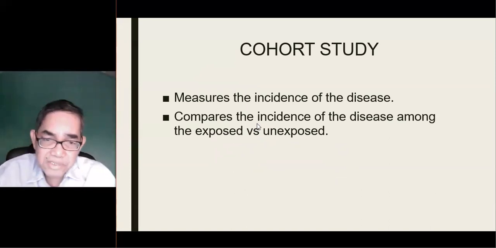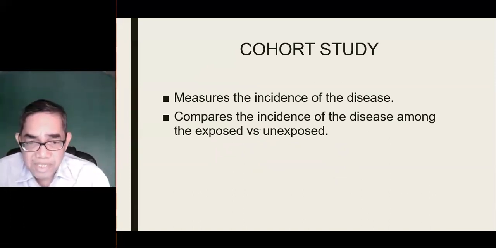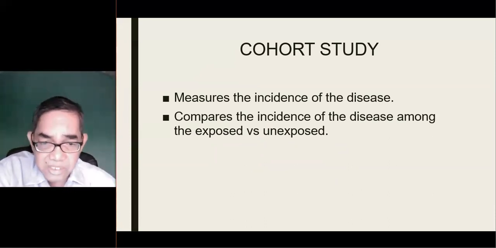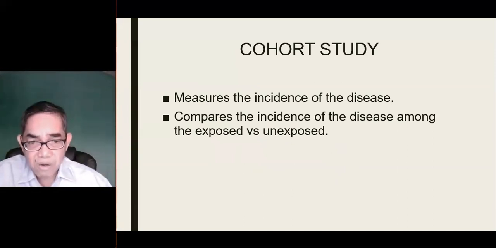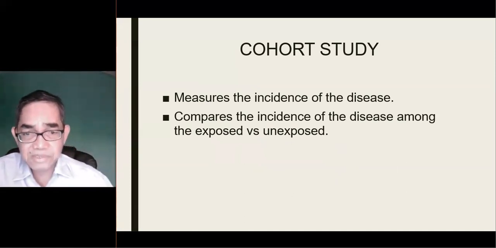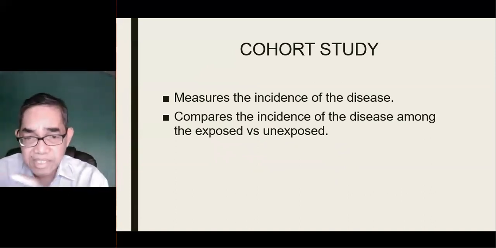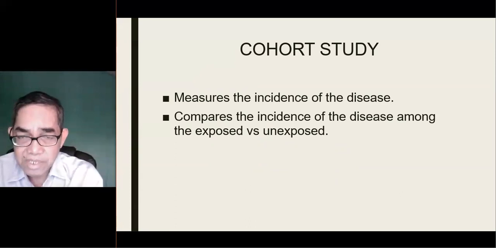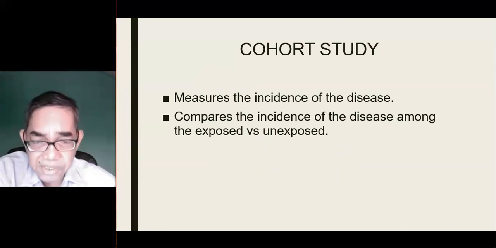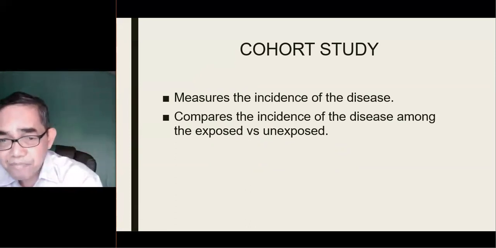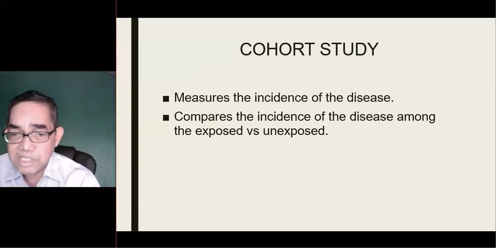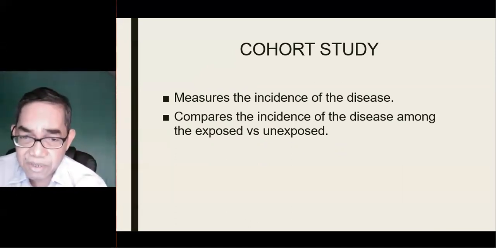And the measure of the disease in a cohort study is what we call the incidence of the disease, to distinguish it from a cross-sectional study where we talk of the prevalence of the disease. In a cohort study, we talk of the incidence of the disease. Please understand that incidence means development of the disease. So it means that they don't have the disease at the beginning. When you follow them up for a period of time, and a disease develops, we call it incidence of the disease.